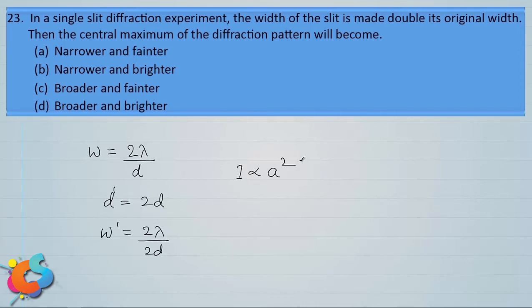Therefore, more light should be concentrated on the central maximum, or in other words, there should be more light to be seen at the central maximum. Simply, it becomes narrower and brighter. So it has to be more bright than before, since more intensity is reached at the central maximum. It becomes narrower and brighter, therefore option B is the correct answer.